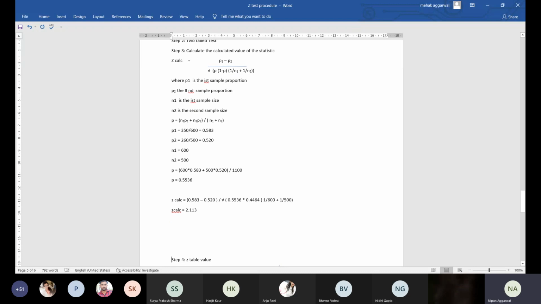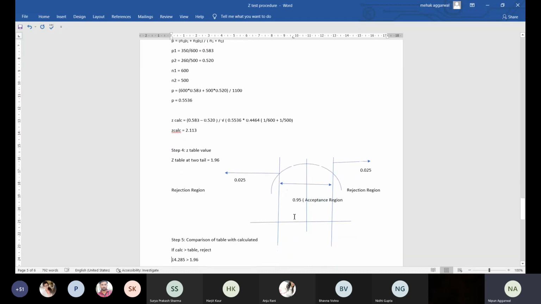Fine. So now the next step is table value. There is again no difference in the table value as it is a case of 5% level of significance, two tail. So 0.025 on that side, 0.025 on this side. So this area becomes 0.475. You have to see the same in the table, which is 1.96. Now, as our calculated value is greater than the table value, we have to reject our null hypothesis. Because 2.113 is greater than 1.96, this comes in the rejection region.